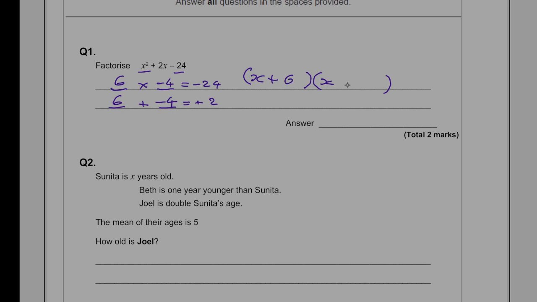So x plus 6 and x minus 4. Let's put it on the answer line, to make it as easy as we can for our markers.